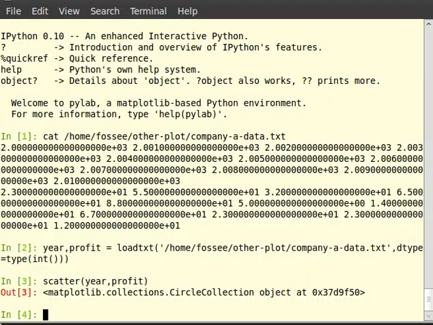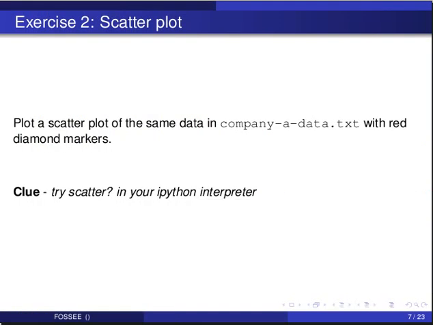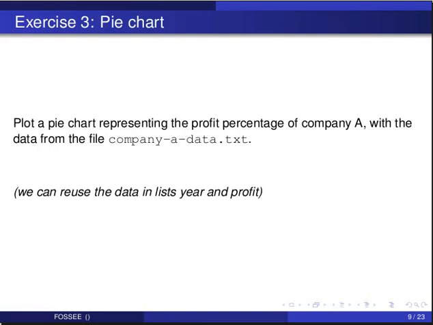Now let us see another kind of plot, the pie chart for the same data. A pie chart or a circle graph is a circular chart divided into sectors illustrating proportion. So plot a pie chart representing the profit percentage of company A with the same data from the file company-a-data.txt.